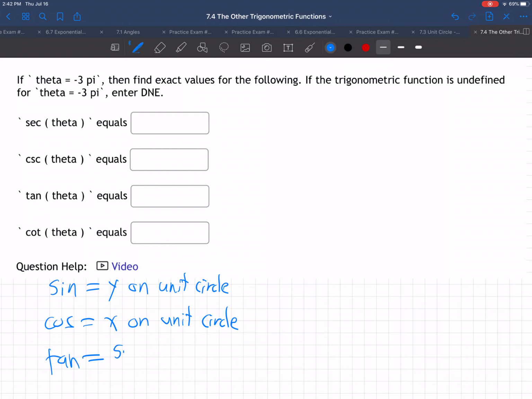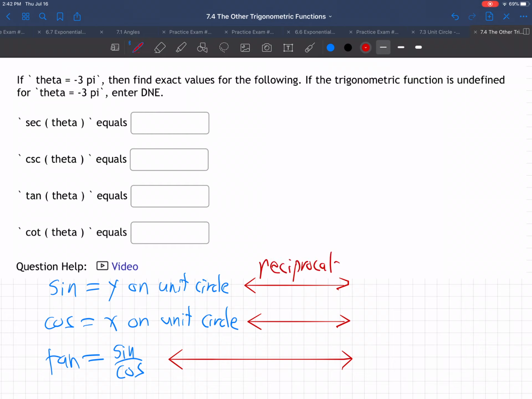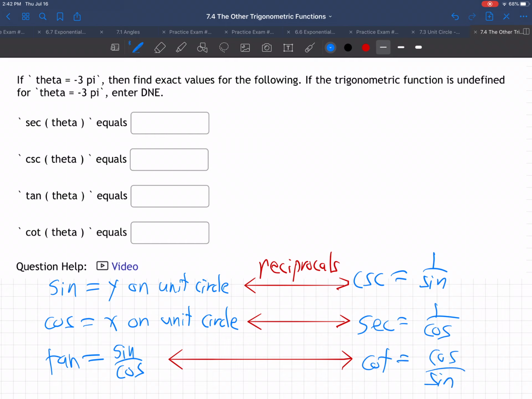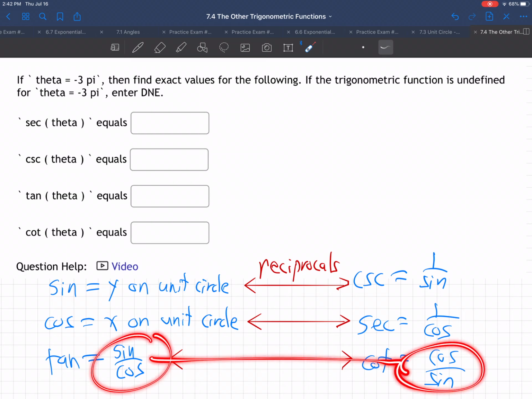So tangent is just sine over cosine. And then the other 3 trig functions are just Johnny-come-latelys. They are just made out of the first 3. They're all reciprocal functions, meaning they're upside down. So the cosecant, that's 1 over the sine. The secant, that's 1 over the cosine. And the cotangent, that's upside down tangent, so it's cosine over sine.